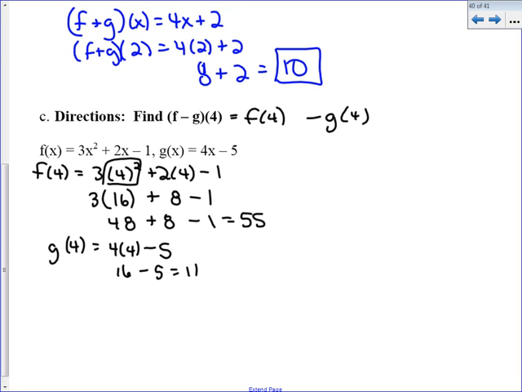So I found my two functions separately. What do I need to do with those two numbers? What does this problem want me to do with those two answers? Subtract them. So f minus g of 4. So just take 55, subtract from it 11, and you get the answer to the problem. So all that work, your answer, 44. Questions?